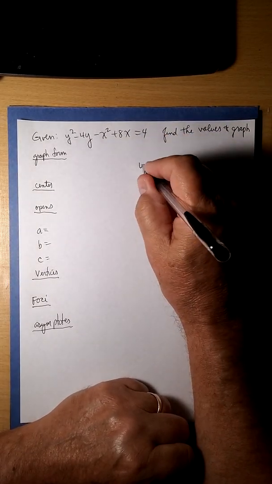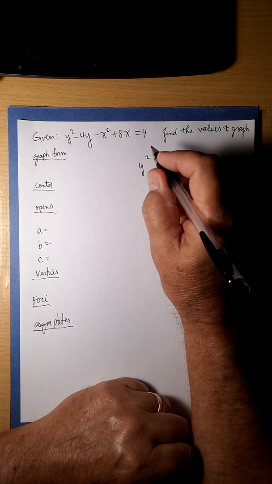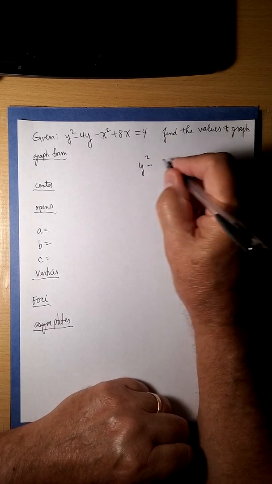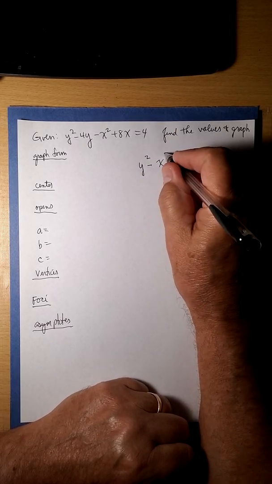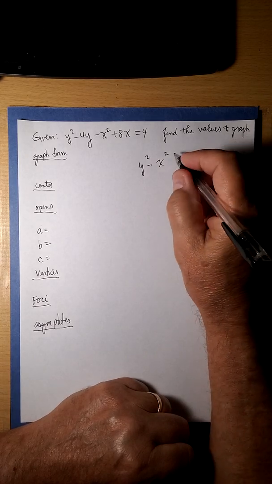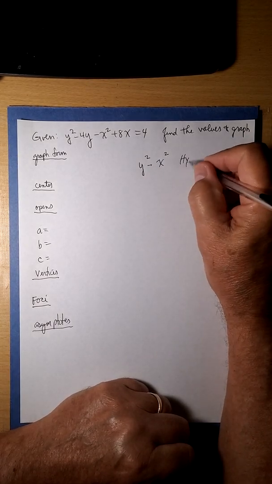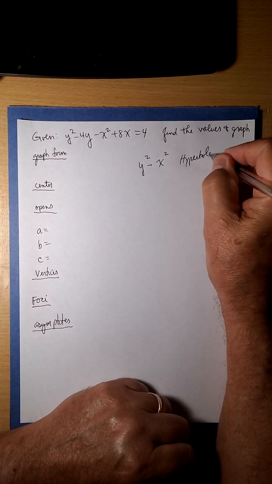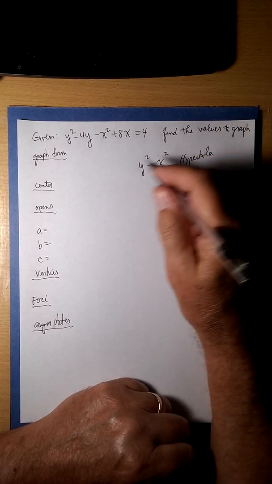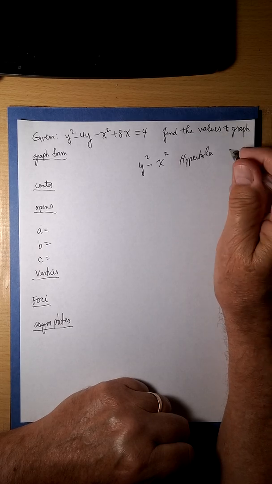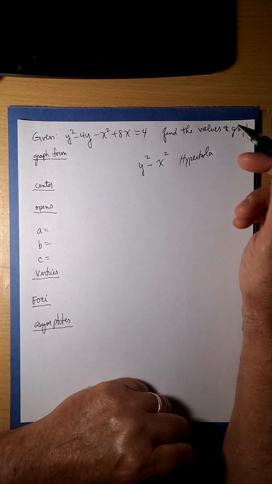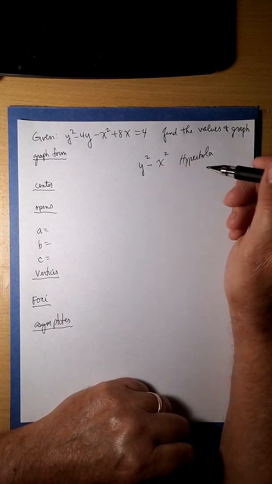We need the y squared, I guess, to be first, minus the x squared. And then we know that this is going to be a hyperbola. But we're not sure until they get all the numbers straight whether it opens up and down or right and left. Looks like it opens up and down right now.